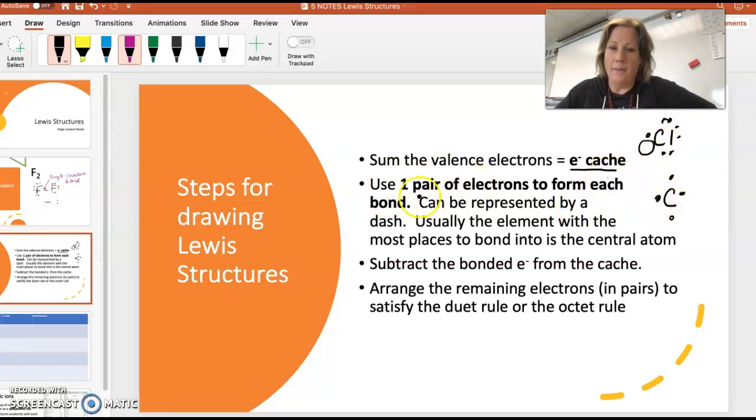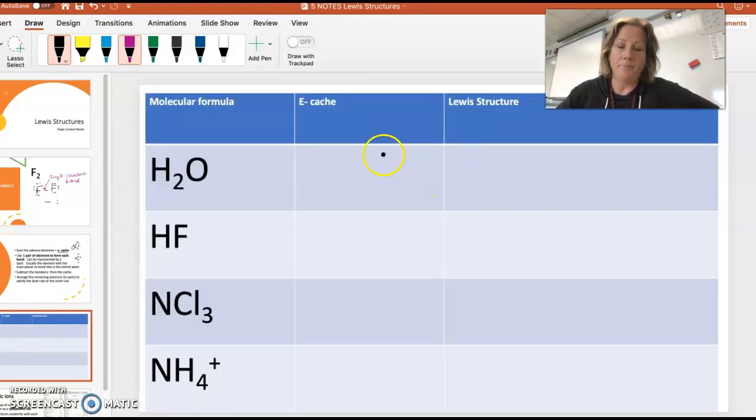Once you've drawn the bonds in, you're going to subtract the electrons that you used in the bonds from the electron cache. Then you're going to arrange the remaining electrons around each of the elements in pairs so that everyone ends up with an octet, or a duet of electrons if it's a smaller element. So let me show you what I mean.